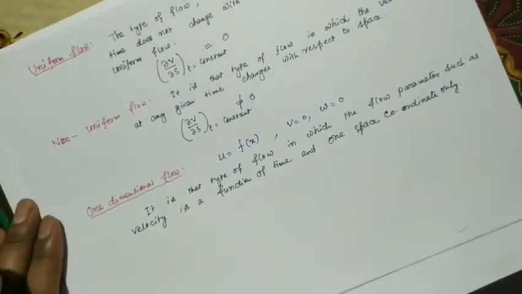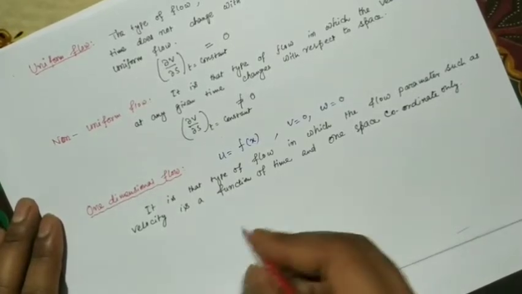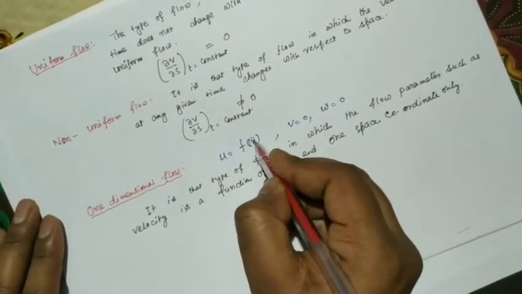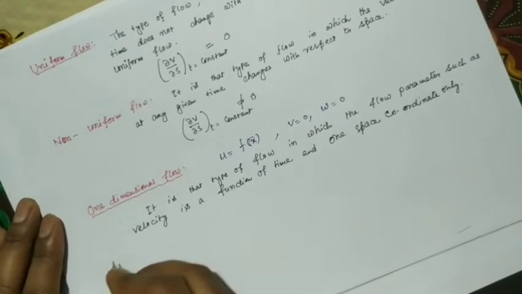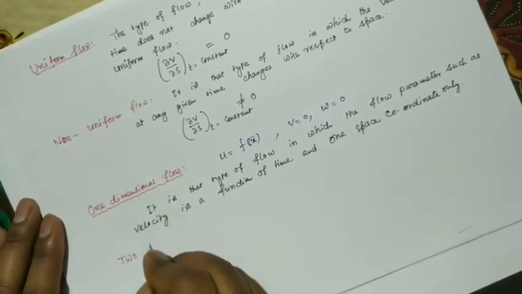Then two-dimensional flow. Obviously you can predict, in two-dimensional flow the flow is a function of time and two rectangular space coordinates. Two means one will be x and another will be y. So two-dimensional flow.